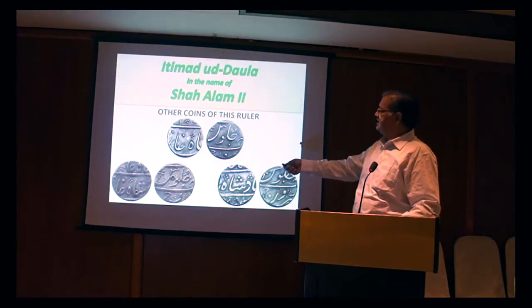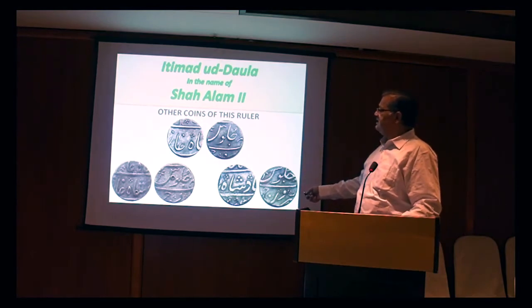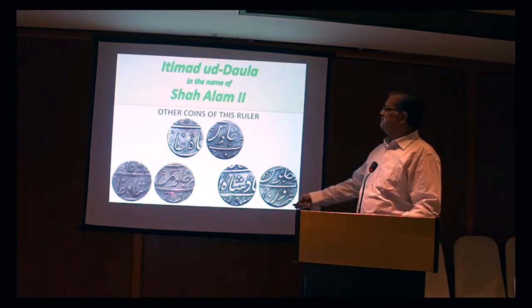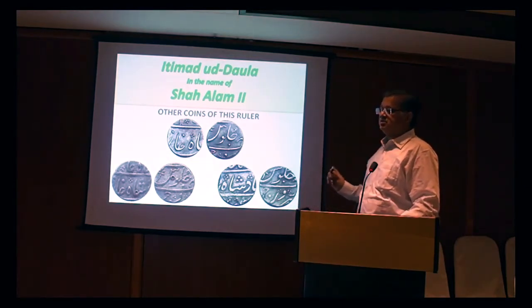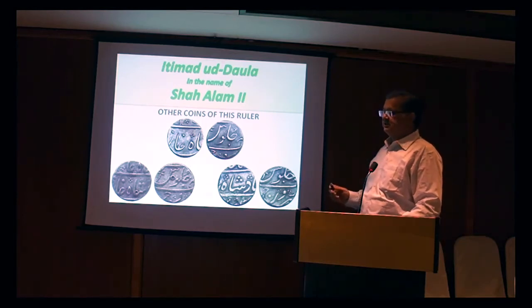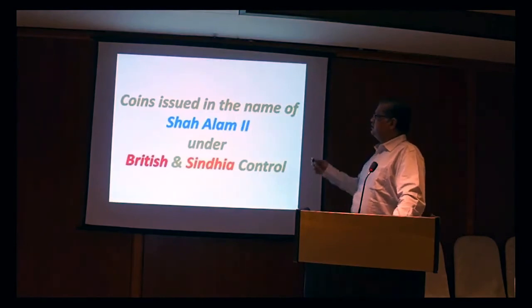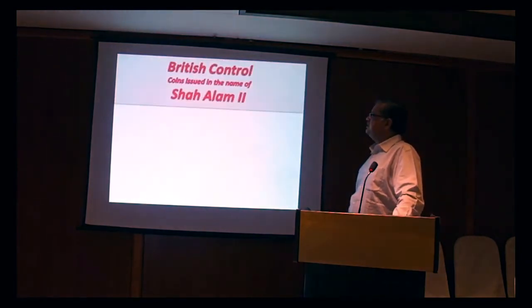All of them have the same type of flower, which again is very similar to what you see in Surat and in Bombay also. But here the mint name in all these coins is very clear, it is Baruch and not Bombay or Surat. These are the coins. Next we have Shah Alam 2.